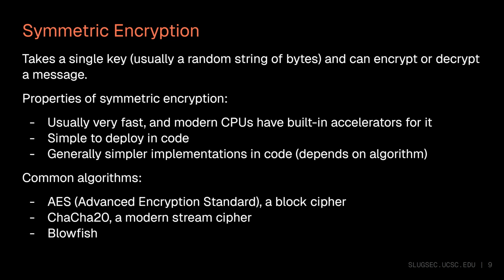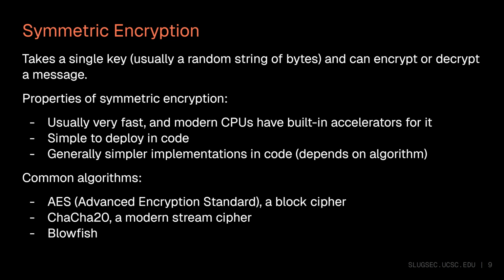So the properties of symmetric encryption: it's usually pretty fast. Modern CPUs also have lots of built-in hardware acceleration for it. So these algorithms are usually pretty quick to encrypt and decrypt. They're also pretty easy to deploy and use in code because it's just a single key. You usually just call a single function that takes in a key and some data, and it produces the encrypted output, and vice versa for decryption. The actual implementations of these algorithms in code are also generally not super complicated compared to asymmetric algorithms, although this does depend on the algorithm that you're using.